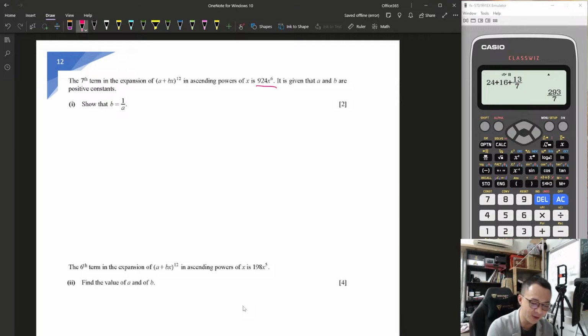Alright, so in order to get x power of 6, I will do 12C6. Why? Because x power of 6. Where do I get 12? Because in this expansion, the n is 12. So this is the reason why I choose 12C6.